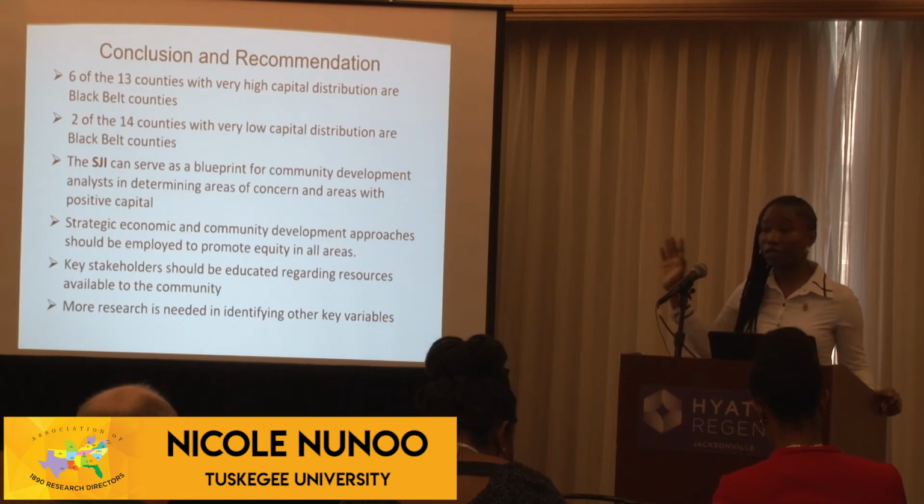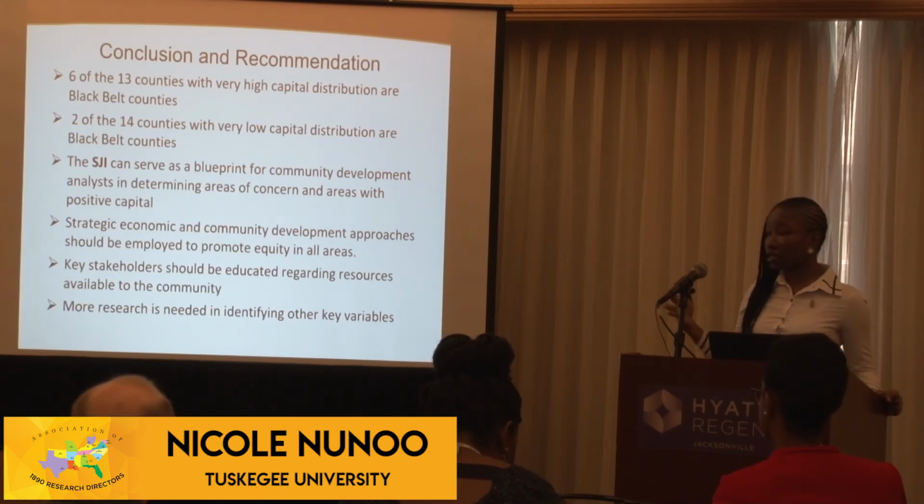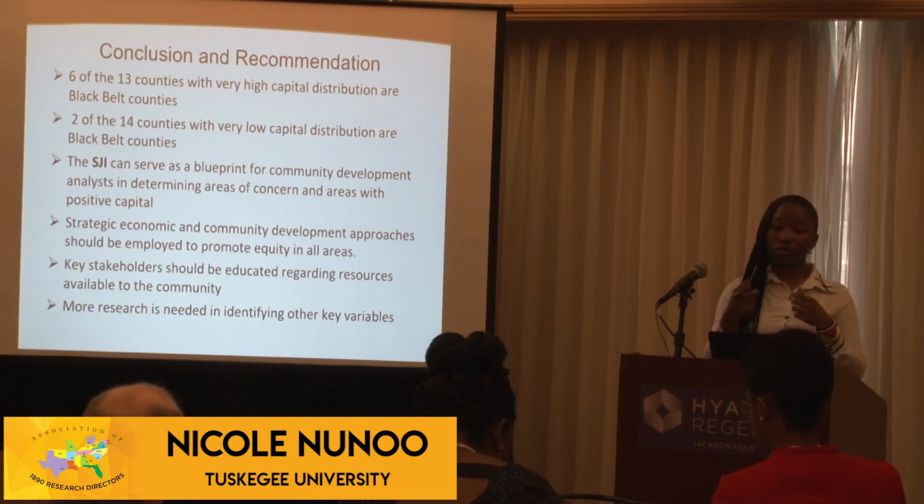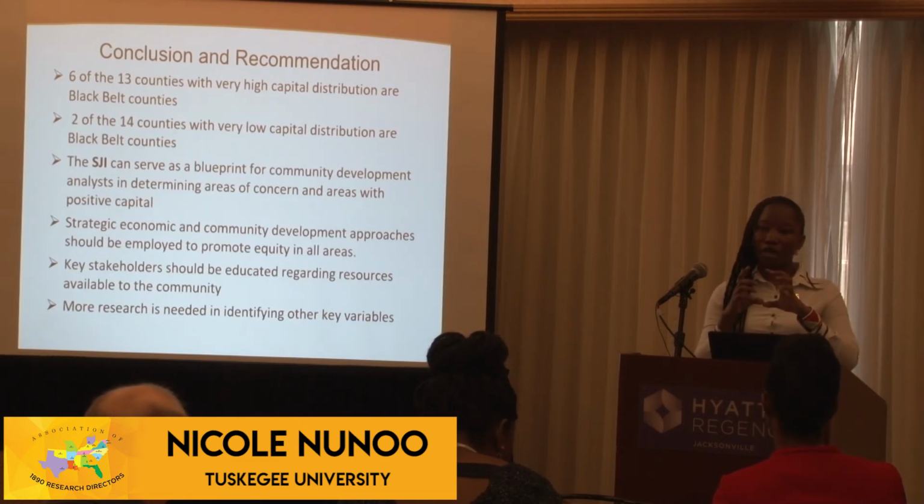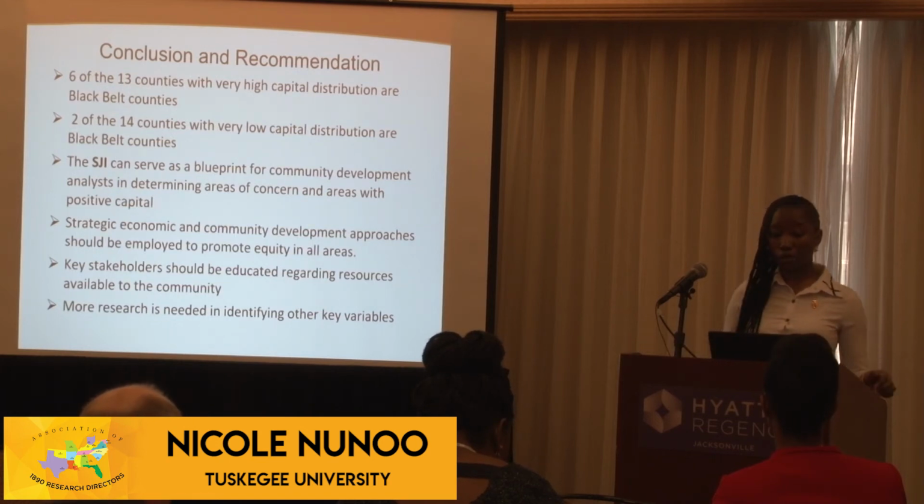The social justice index that we developed can serve as a blueprint for community development analysts in determining the areas of concerns and then areas with very positive capital. So when you take that blueprint, that's the index. When you're going into a county, you know which capitals they have that are their strengths and which ones are their weaknesses, so that you can know where best to channel your efforts to.